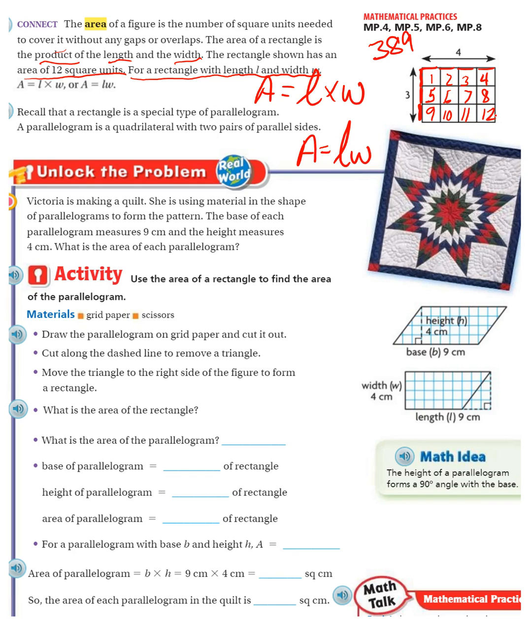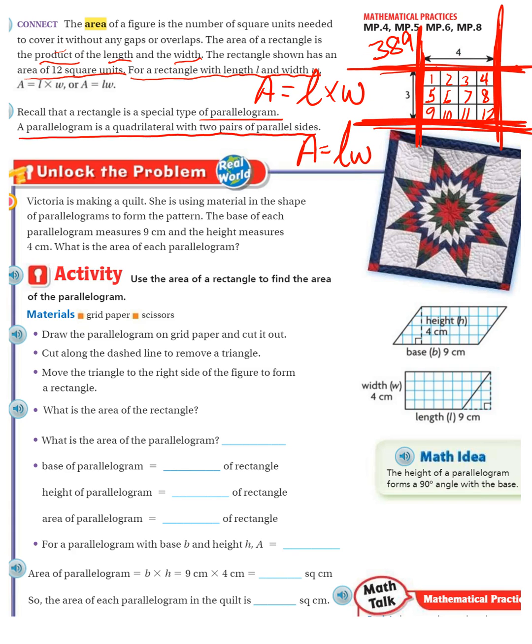Okay. Recall that a rectangle is a special type of parallelogram. A parallelogram is a quadrilateral with 2 pairs of parallel sides. So this side is parallel to this side. If we extend these lines on forever, they would never meet. And this line is parallel to this line. If we extended those on forever, they would never meet. So this figure is a parallelogram.